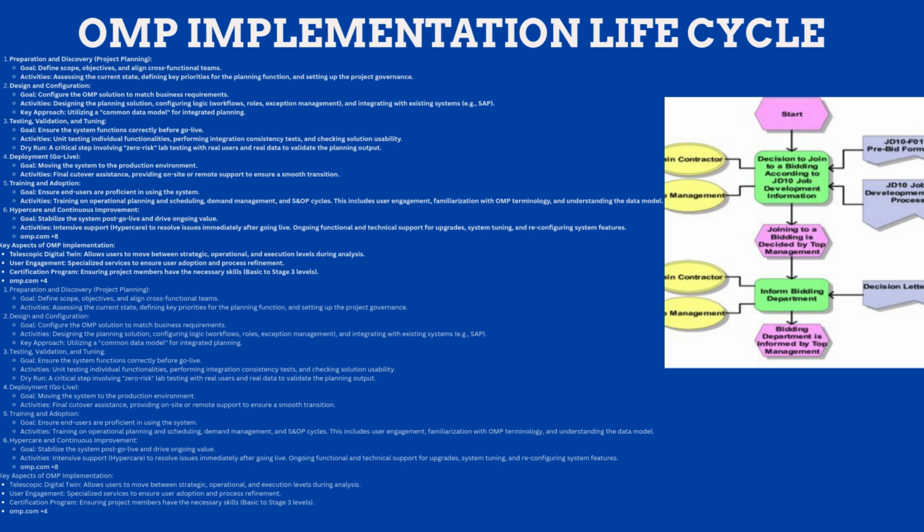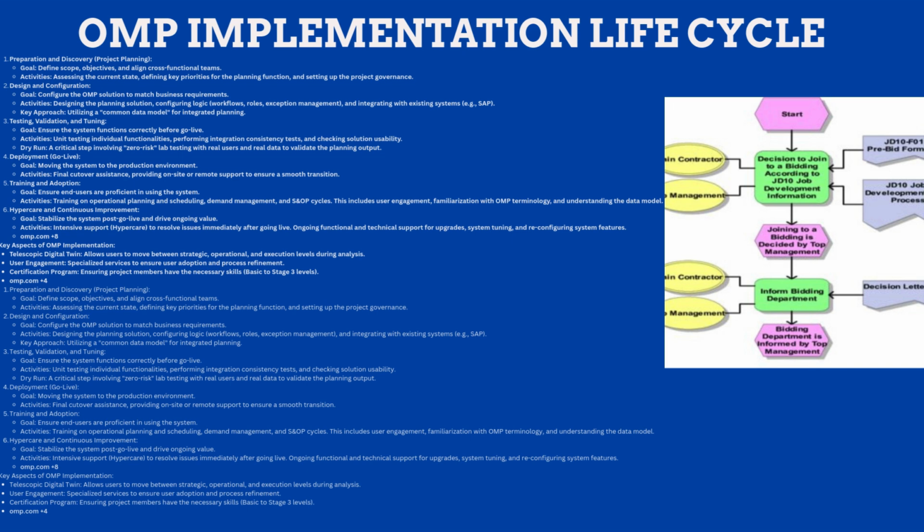Dry run: a critical step involving zero-risk lab testing with real users and real data to validate the planning output. Deployment, go live. Goal: moving the system to the production environment. Activities: final cutover assistance, providing on-site or remote support to ensure a smooth transition.